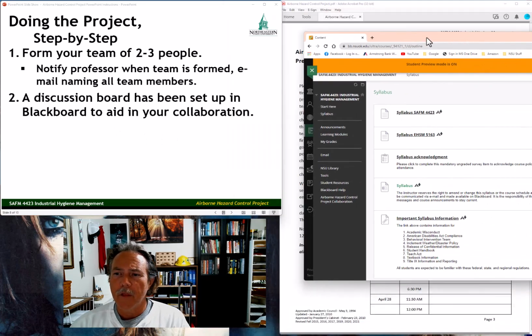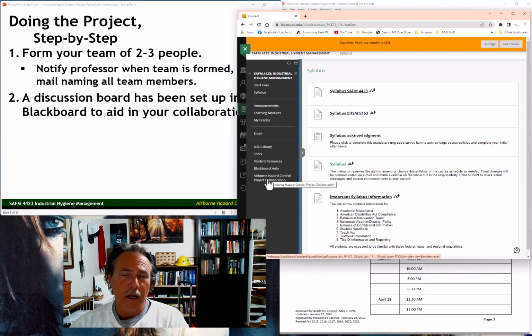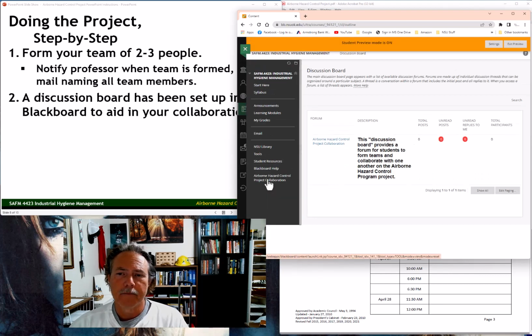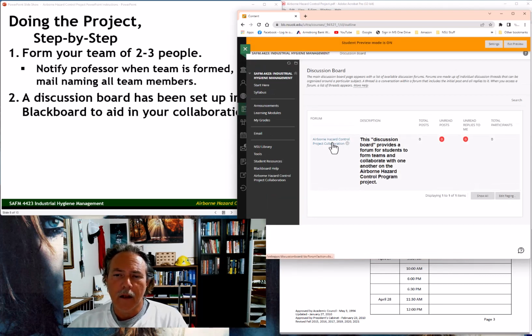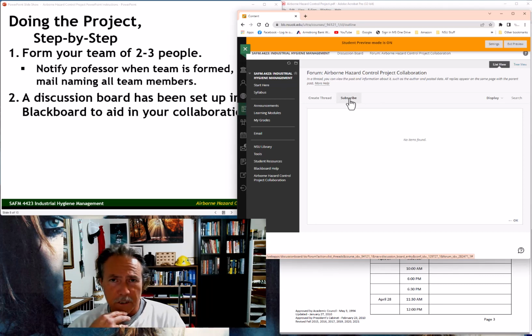Let me go ahead and pull that over here and show you how you find that. Okay, this is in student preview mode, so when you go to Blackboard, over on the left you're going to see several links. And the link here at the bottom, Airborne Hazard Control Project Collaboration. Click on that, and then click on that link, and then you will first need to subscribe. Every student who participates will need to subscribe. Then once you've subscribed to the discussion board, you can create a thread.